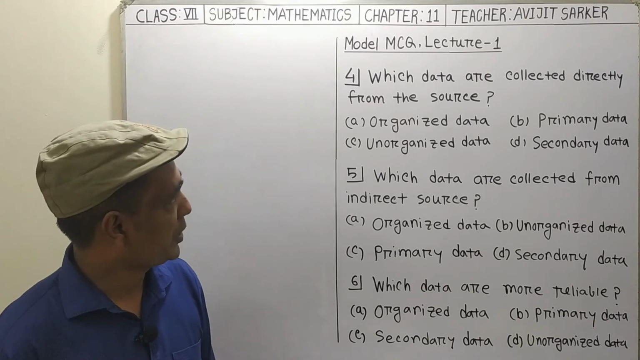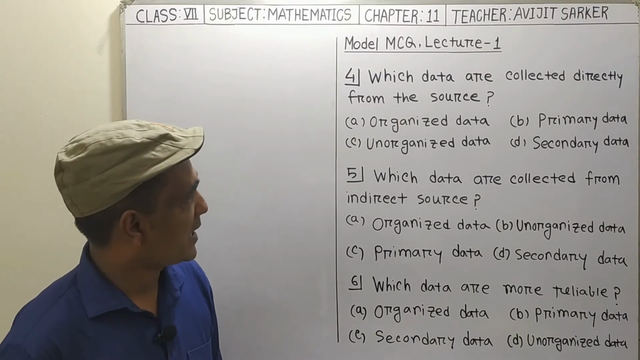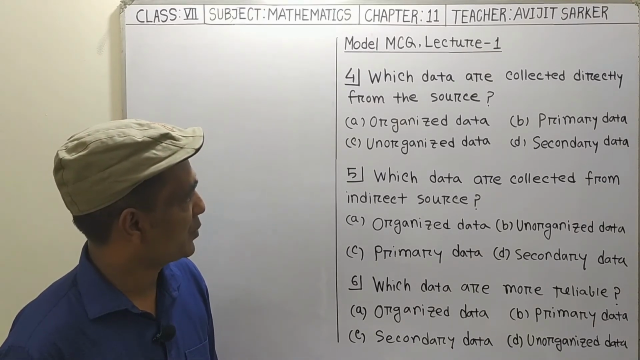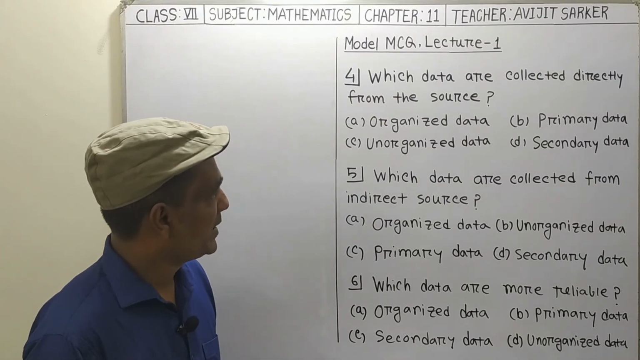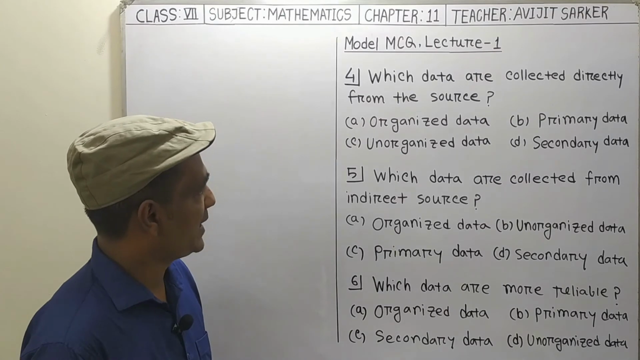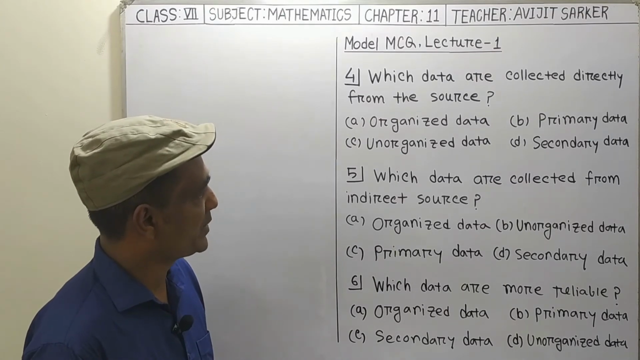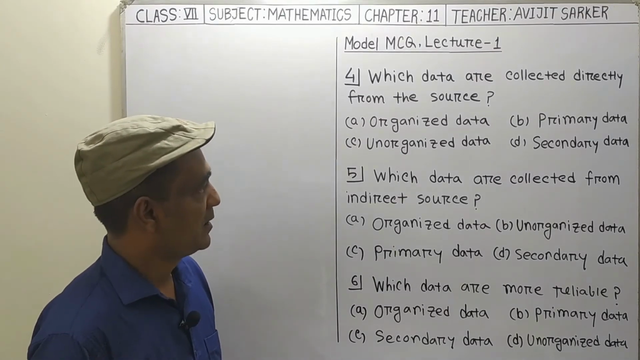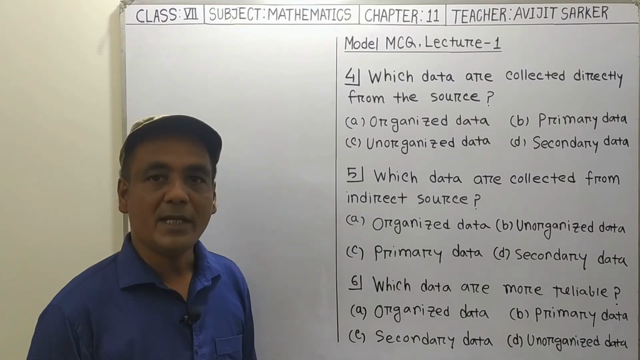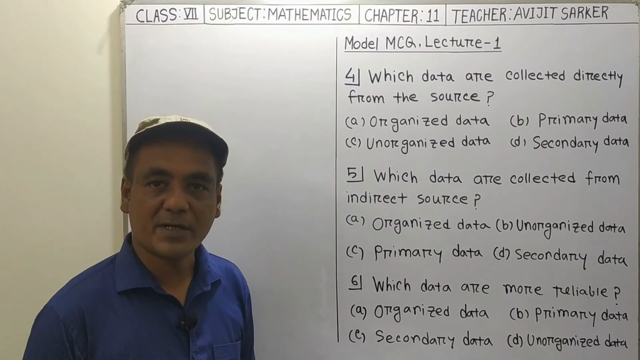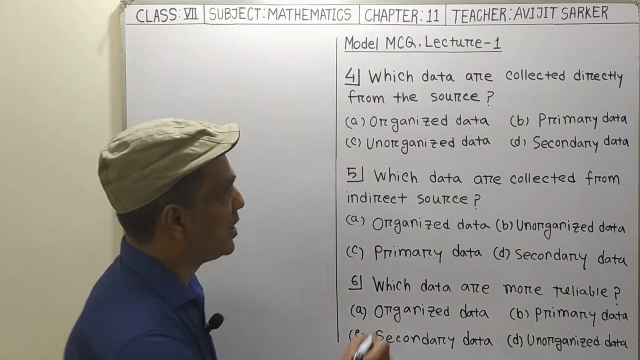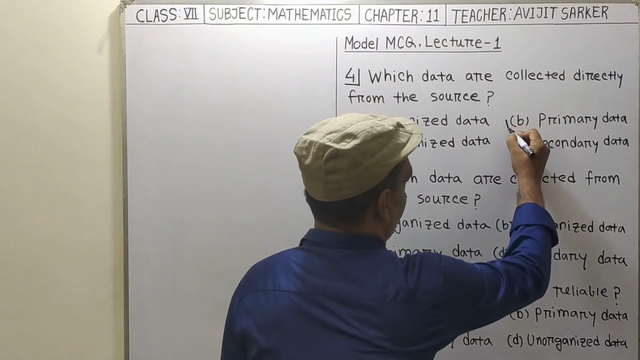Next, question 4. Which data are collected directly from the source? Option A, organized data. Option B, primary data. Option C, unorganized data. Option D, secondary data. Directly we collect primary data. We collect primary data from the source. So the correct option is B.